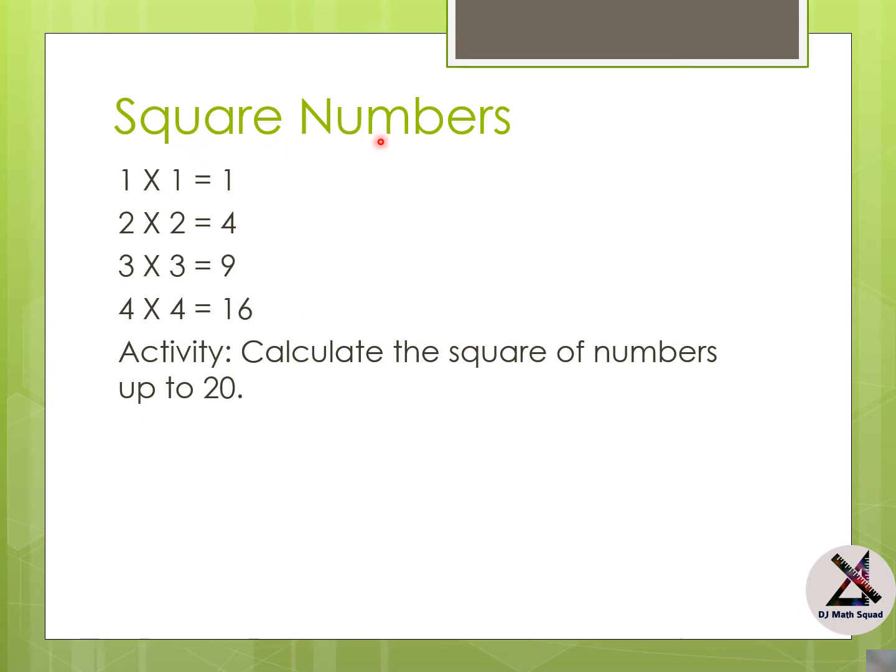Then, how do we find the square of any number? It means we multiply the number by itself. 1 square means 1 into 1 is equal to 1. 2 square means 2 into 2 equal to 4. 3 square means 3 into 3, 9. 4 square is 4 into 4, 16. So, you can find out the square of numbers up to 20 yourself and make a chart for yourself.